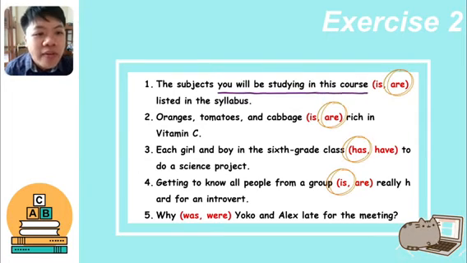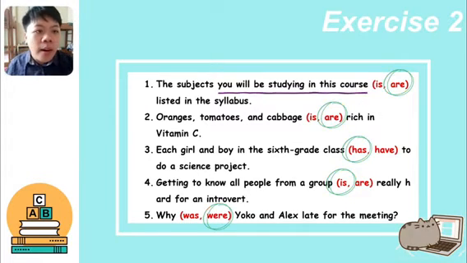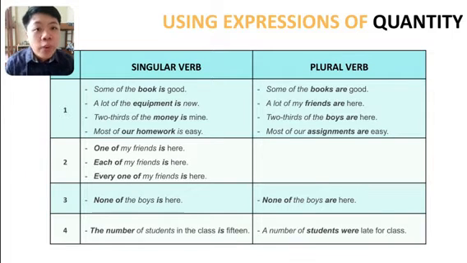For number 5, why was or were Yoko and Alex late for the meeting? Yoko and Alex, are they singular or plural? Okay, that's correct. They're plural, so the answer is were. Okay, so now we enter how to use expressions of quantity in subject-verb agreement. Okay, so I have to make a note here. In most expressions of quantity, the verb is determined by the noun or pronoun that follows "of".